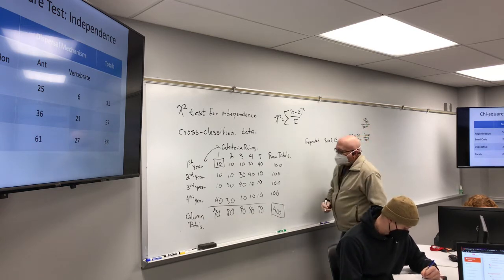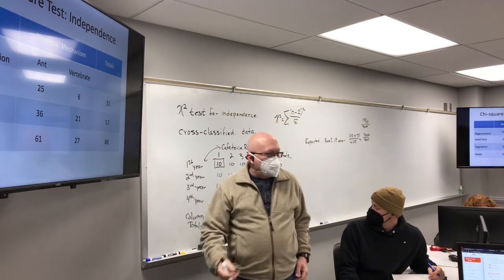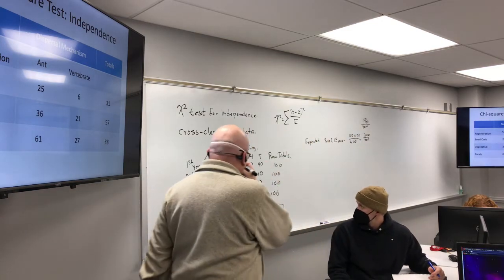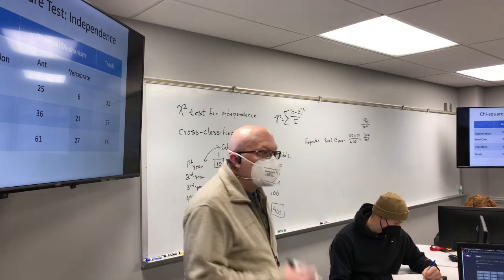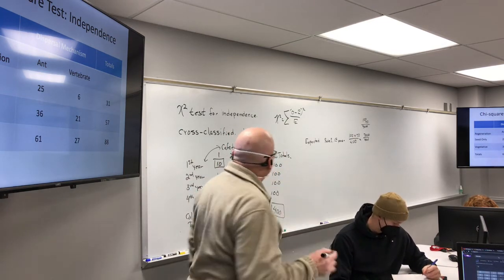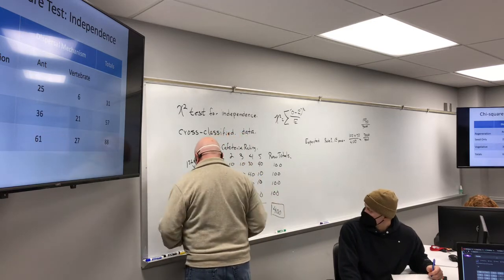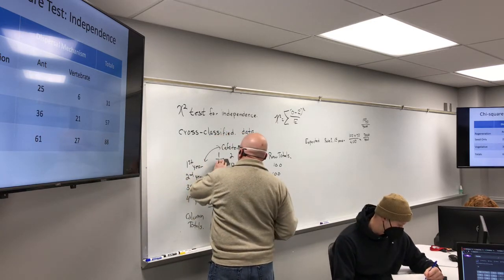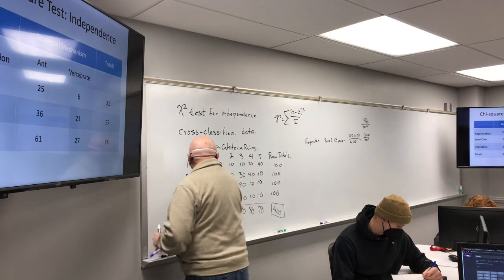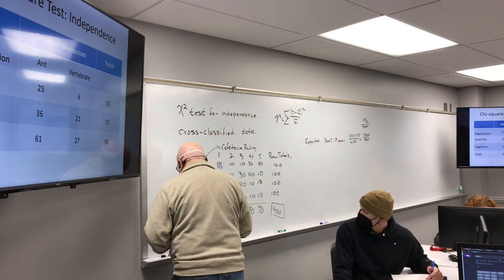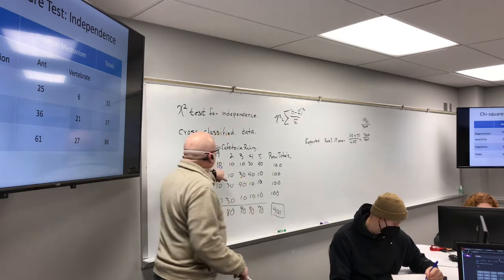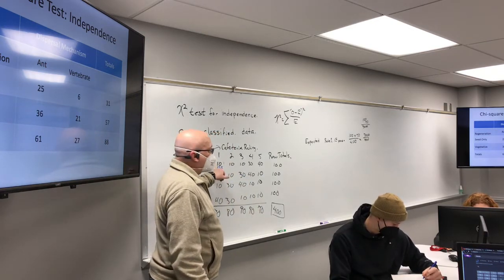What's 7,000 divided by 400? 17.5. So the expected value here, and I'll draw it in a different color, is 17.5. So you can see that the observation is slightly below what you would expect to see.